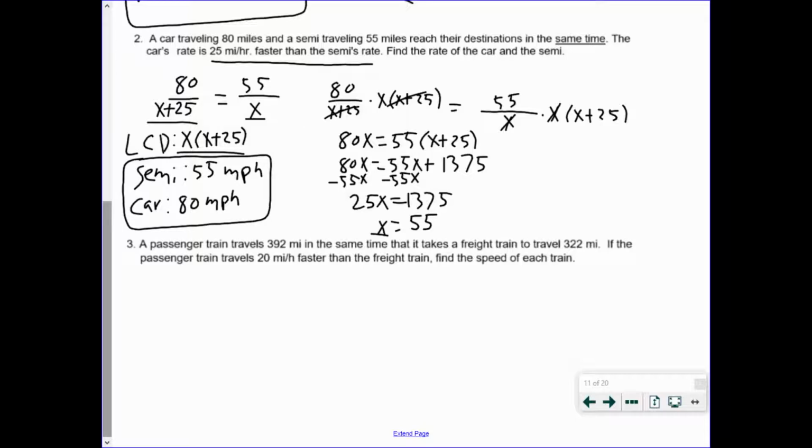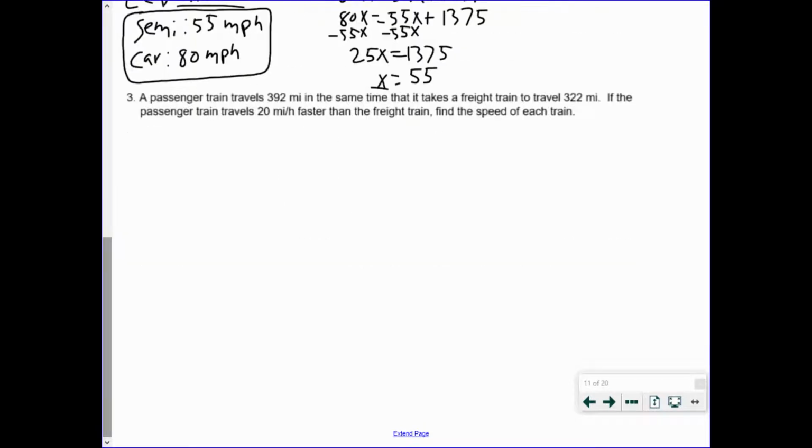Okay. And now let's go on to number 3. On number 3, we're told the passenger train travels 392 miles in the same time. That's the key phrase there, the same time that it takes a freight train to travel 322 miles. If the passenger train travels 20 miles per hour faster than the freight train, find the speed of each train. So the passenger train is going 20 miles per hour faster.